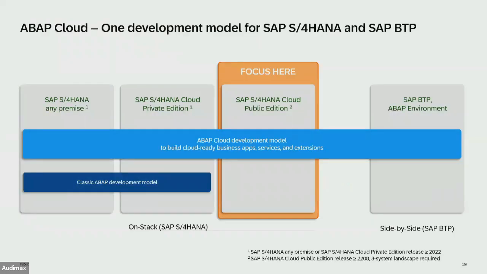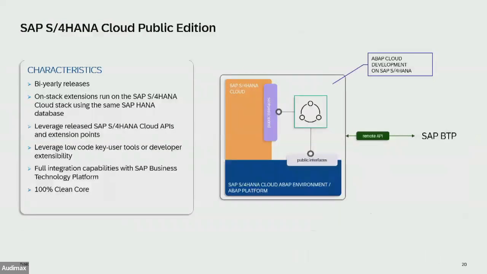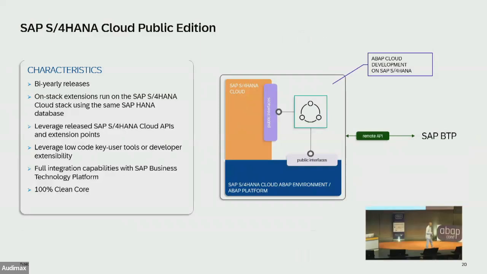So now we step to on-stack to S/4HANA. We build ABAP Cloud extensions directly on the stack, and we start with S/4HANA Public Cloud. First of all, in S/4HANA Public Cloud, you have a new release twice a year. It's an automated update. That means during the weekend, all the systems are updated.